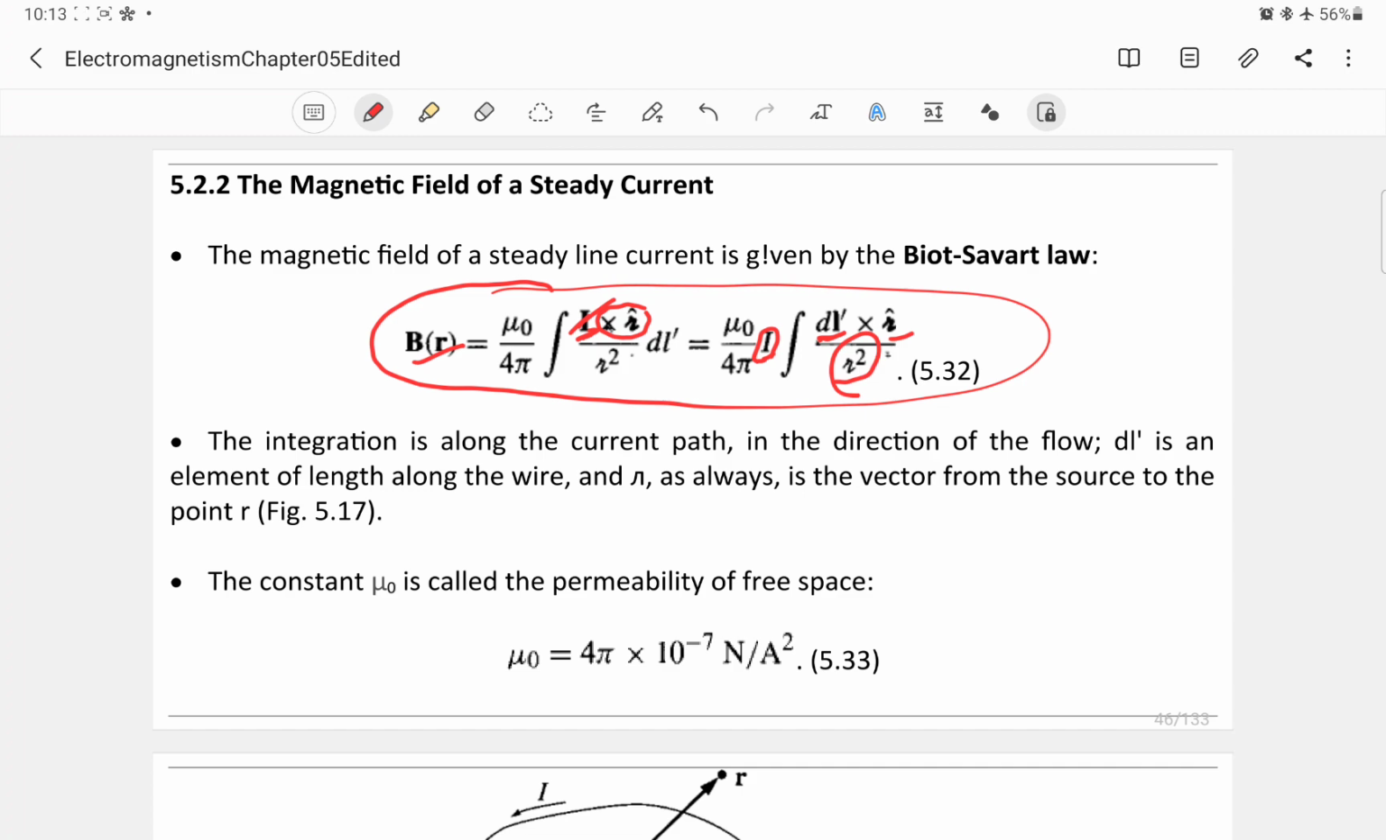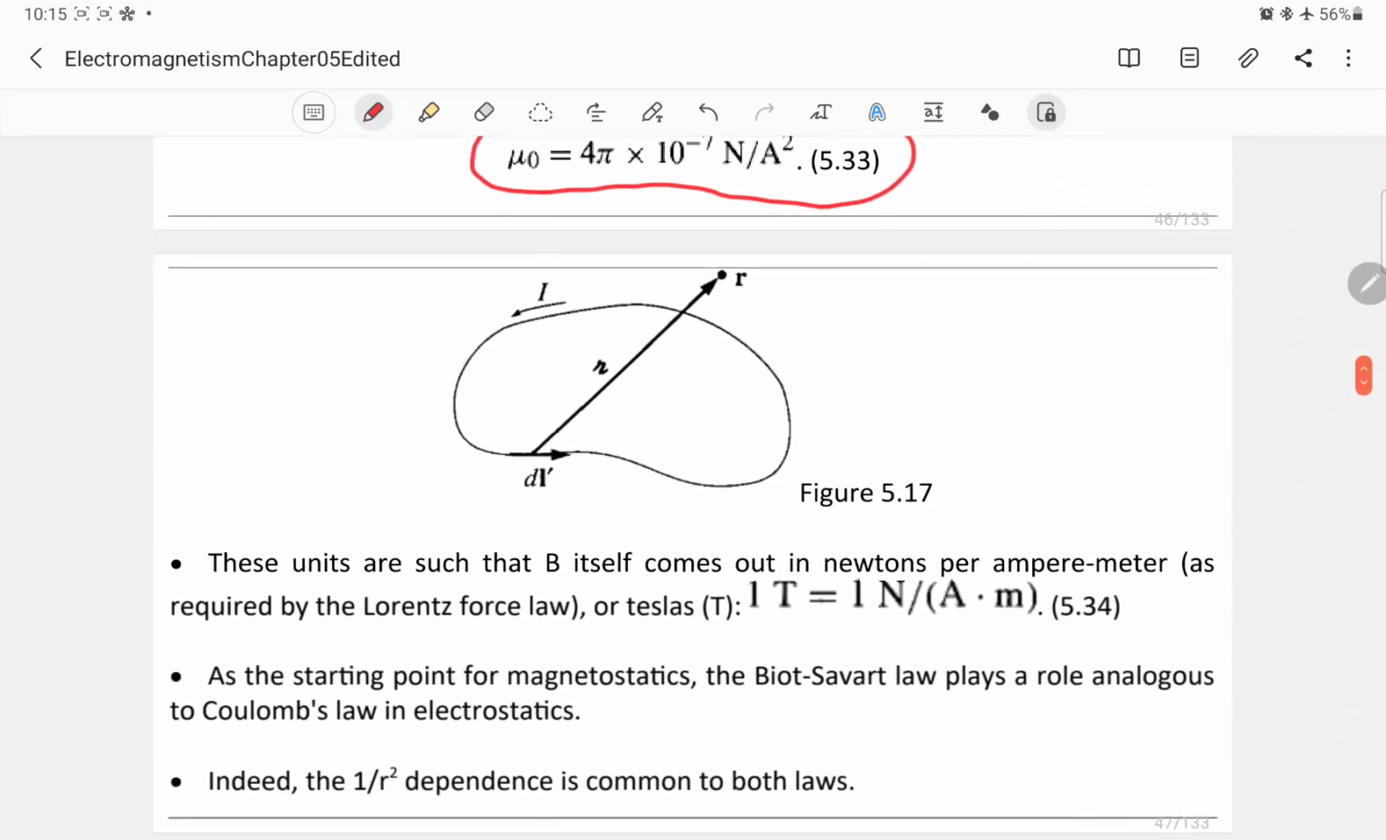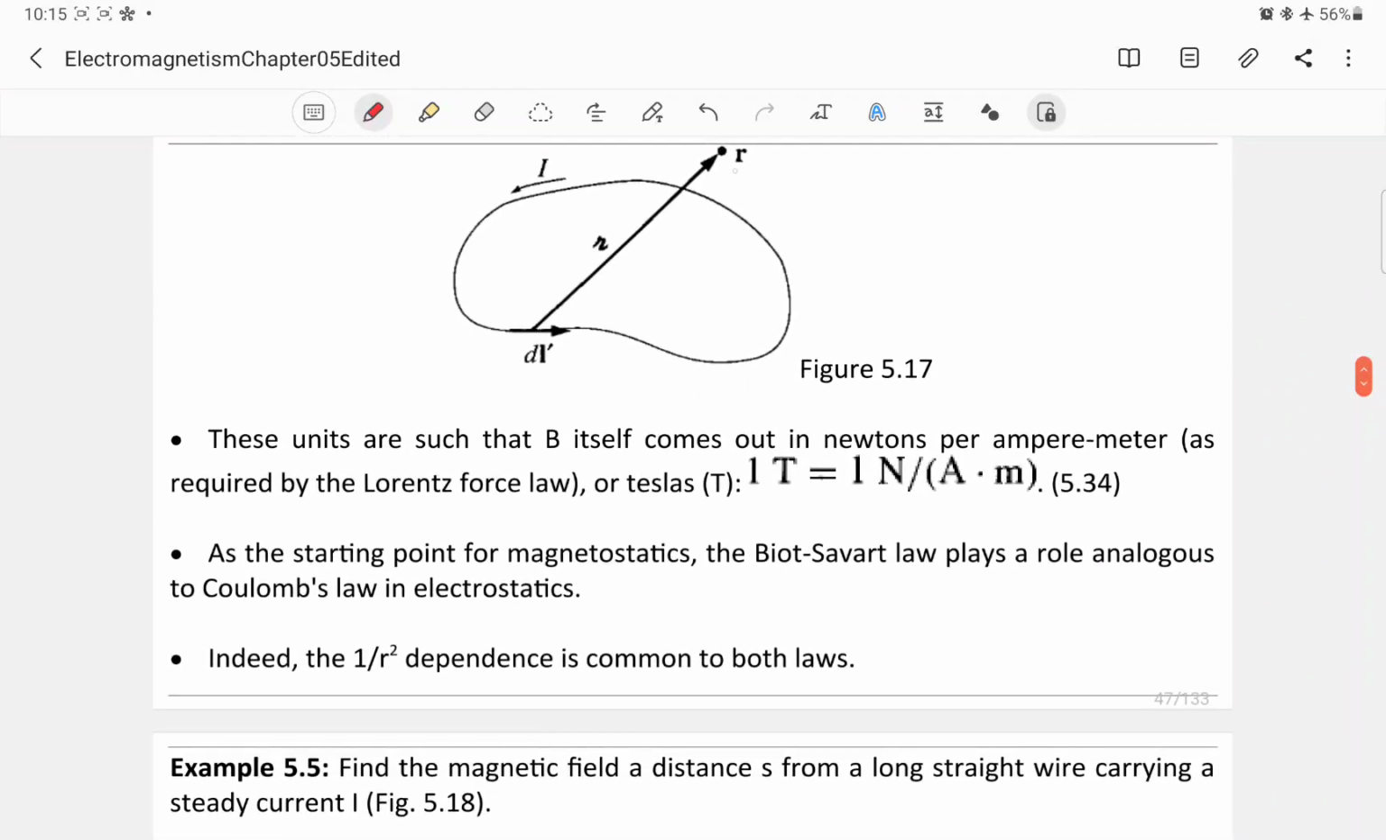dl is an element of the length of the wire, and r is, as always, the vector from the source to the point r. And of course here you have the permeability of free space, which is one of the proportionality constants aside from the pi. It is equal to mu sub 0 equals 4 pi times 10 to the negative 7 newtons per ampere squared. We look at it in the figure below here. So this is any point, and then you have dl here, and then you have r.